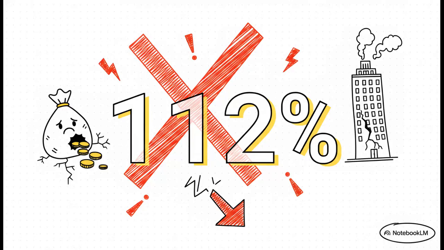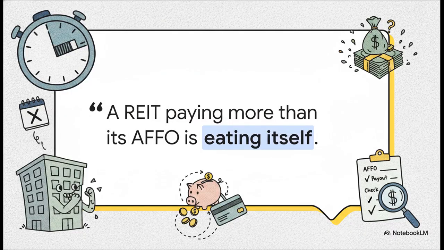Now check this out, because this is a massive red flag. A coverage ratio of 112%. What does that actually mean? It means the REIT is paying out more in dividends than its AFFO actually generates. Think about it. If a REIT earns 95 cents per share in AFFO, but turns around and pays out $1.07, yeah, that math simply does not work long term. The crucial takeaway here is that an excessively high yield like that is not sustainable income. It's literally just a countdown timer to a dividend cut.